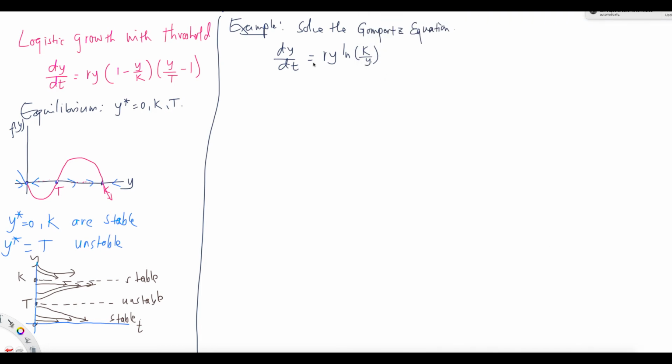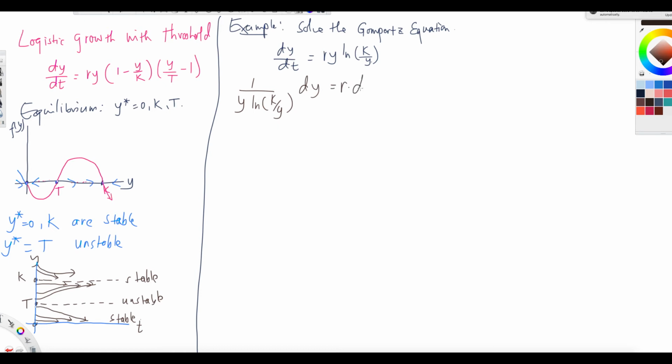So I want to solve this equation. It looks like it is an autonomous equation, there is no t. Since there are y and k over y, I think we can use separation of variables. What you can do is: 1 over y times natural log of k over y, dy equals r times dt, right?